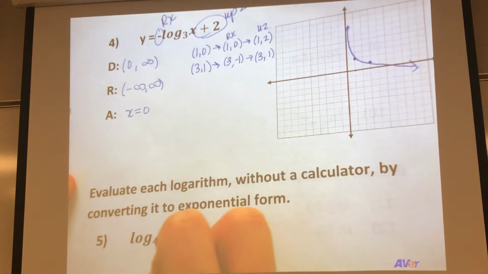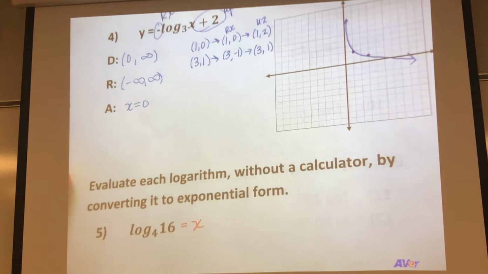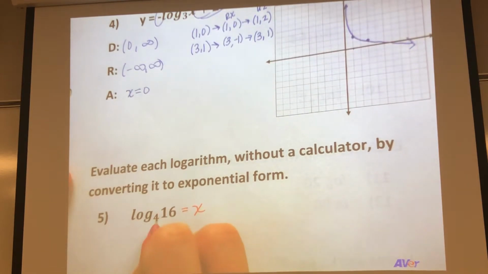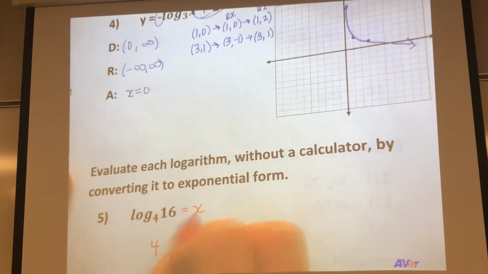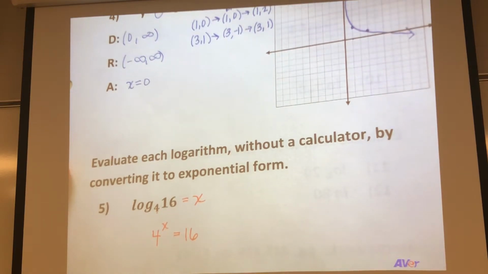So we're going to set it equal to x, and then to switch it, you always take the base, so 4, to the exponent. This number out here is always the exponent, and then set it equal to the argument. That 16 is called the argument. Okay? Now I think most of us probably know what 4 to some power gives us 16.